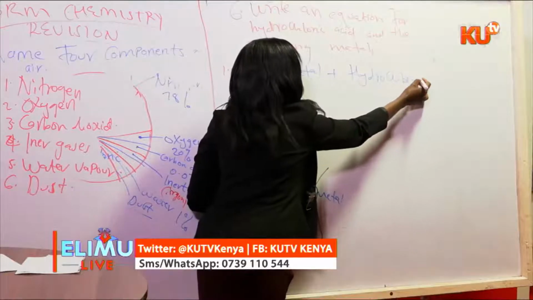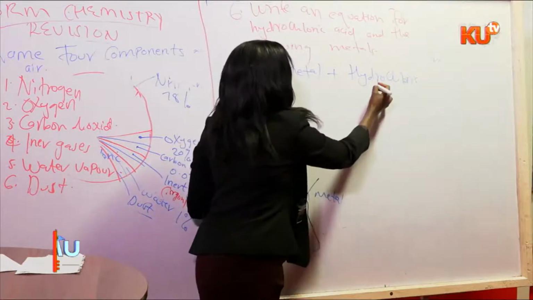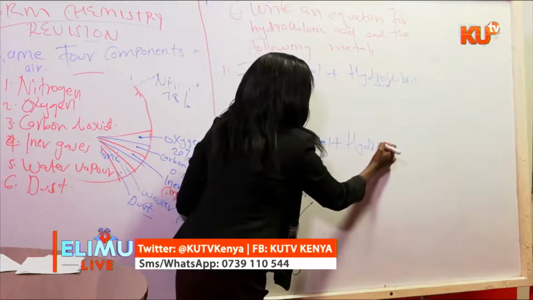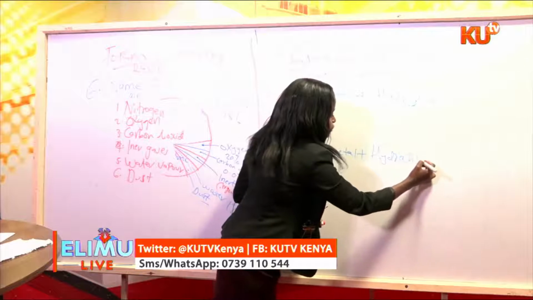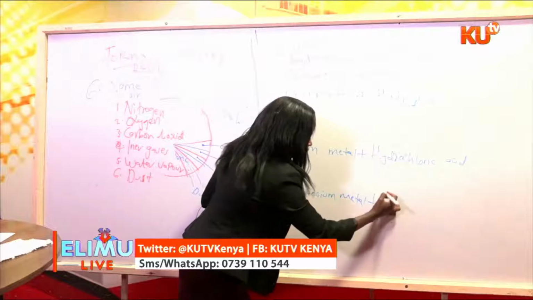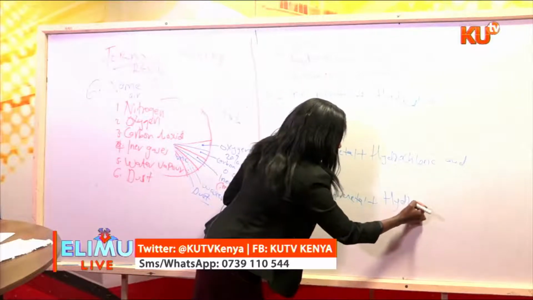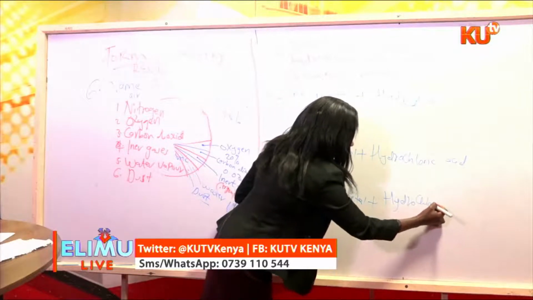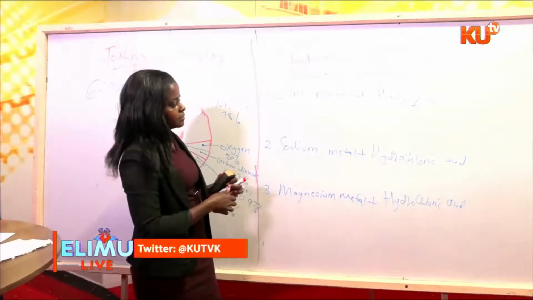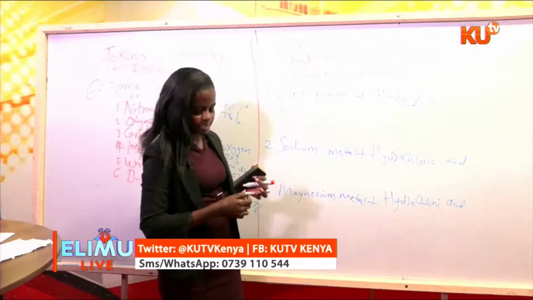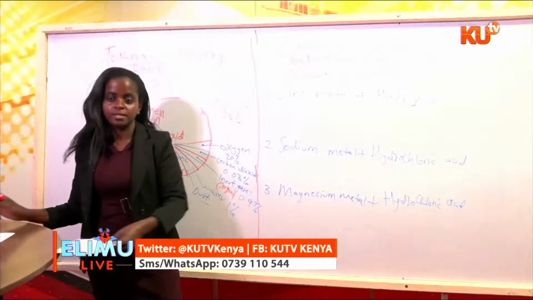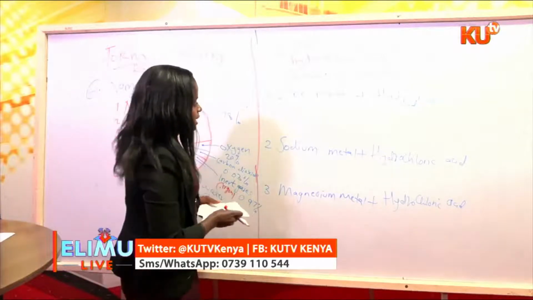So this is hydrochloric acid plus hydrochloric acid plus hydrochloric acid. Always make sure you understand the question before rushing to answering it. Now I'm going to write the chemical formula between zinc and hydrochloric acid.